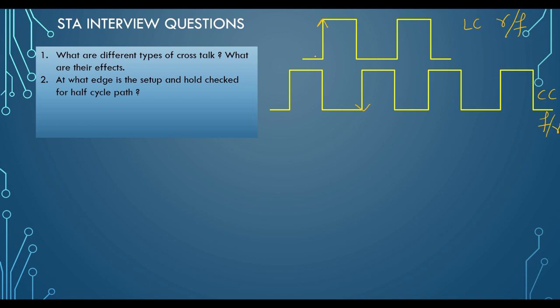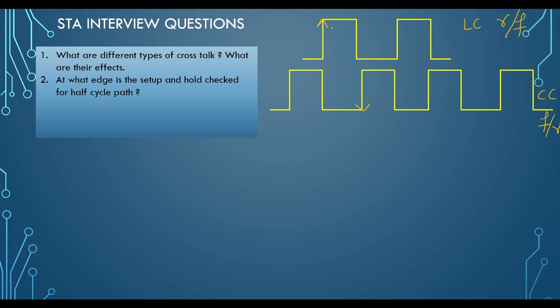Otherwise, you can see in the timing report, in the normal full cycle path, that launch and capture are either both rising or both falling at that time. But in the half cycle path, it is just half of the clock period for the data path. Now, at what edge do you want the setup and hold to be checked for a half cycle path?